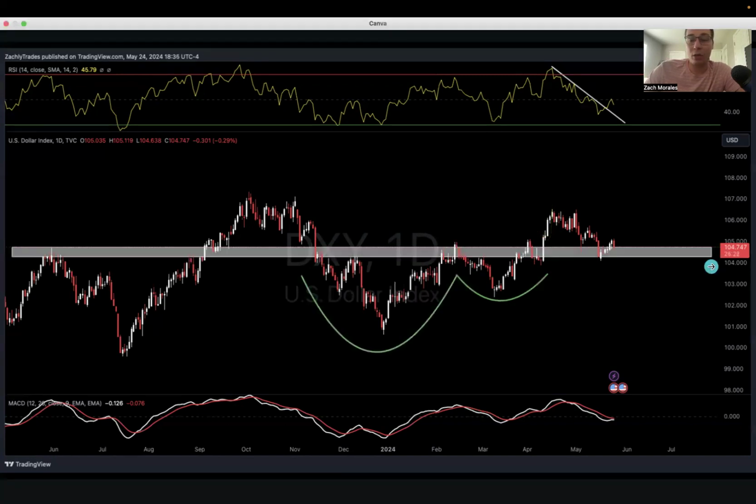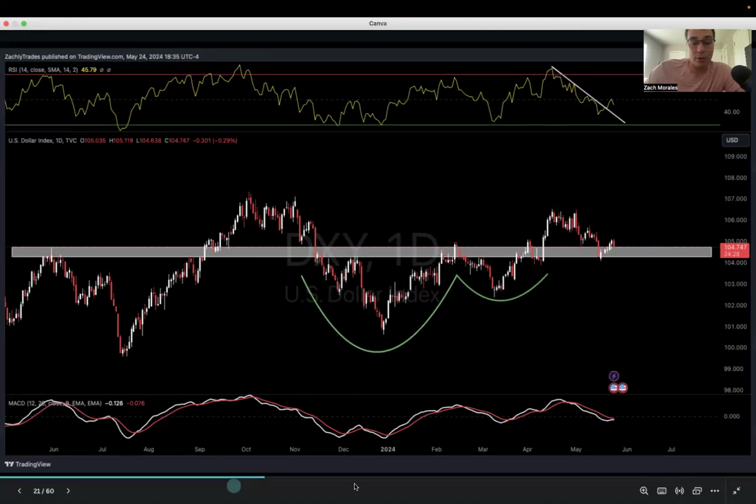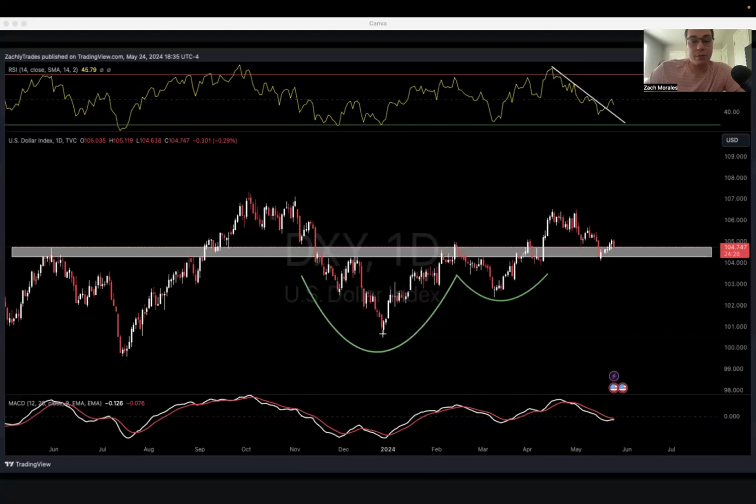You also had the cup and handle over here. Now, if you look at the projected move, kind of like where this cup and handle should have moved, you're really looking for a move like this. And when you see the breakout that we got, we only went about this high.